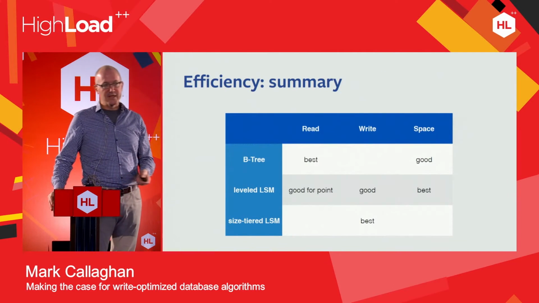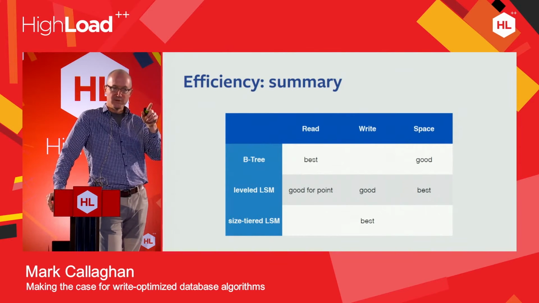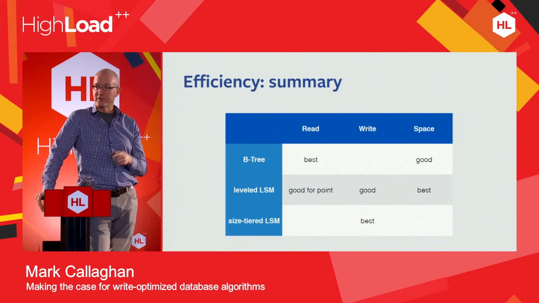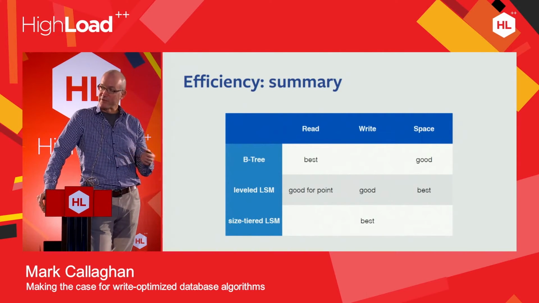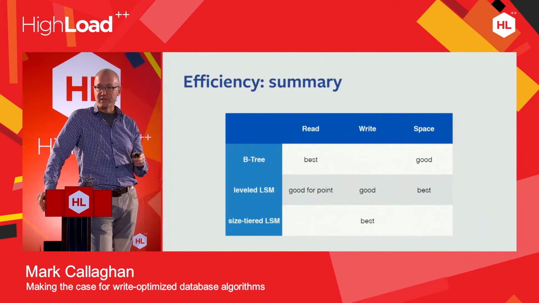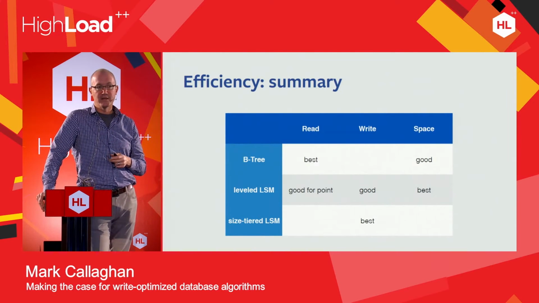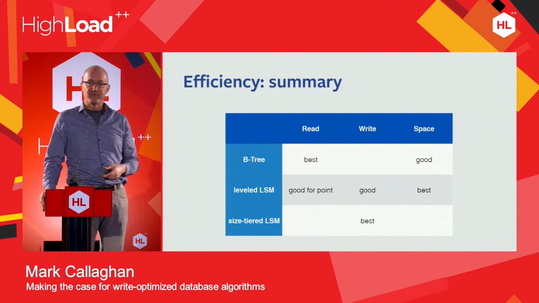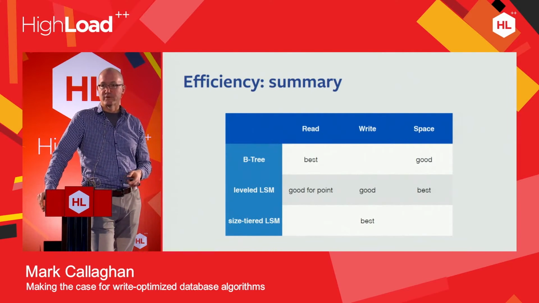In summary, the key point is that depending on which you care most about, read, write, or space efficiency, you're going to choose a different engine. If you want the best read efficiency, you're likely to choose a B-tree. If you want the best space efficiency, you're likely to choose leveled LSM tree, and best write efficiency, size-tiered LSM tree. So this is definitely not a proof, but just something that informs the RUM conjecture, that one algorithm is not going to be best at all of read, write, and space efficiency.